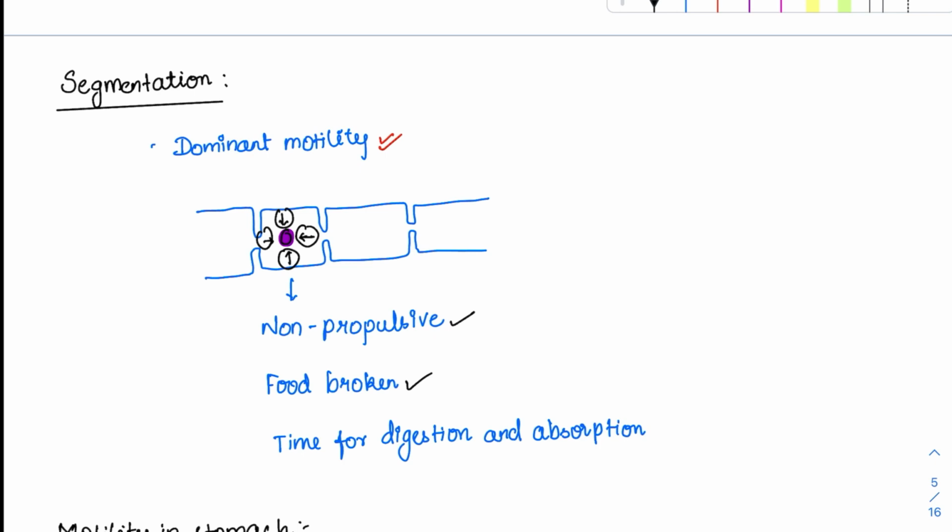If peristalsis is the dominant movement, what will it do? It will just propel the food from the oral to the anal end. There will be no real absorption. And of course, the GIT's major function is to absorb the nutrients from the food. So that's why this motility is dominant, and it takes a large amount of time, which is the time required for digestion as well as absorption.